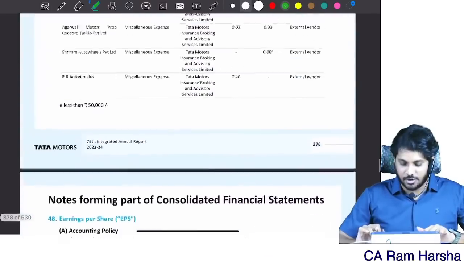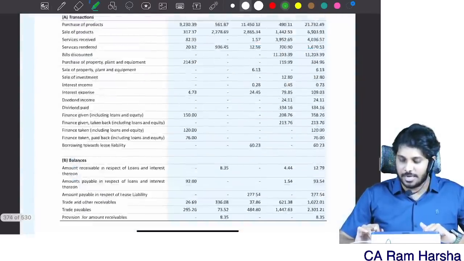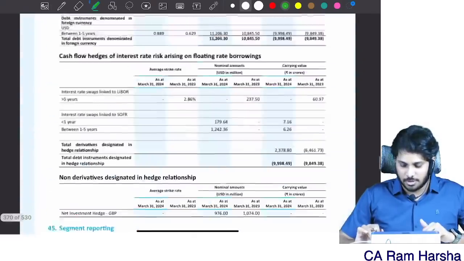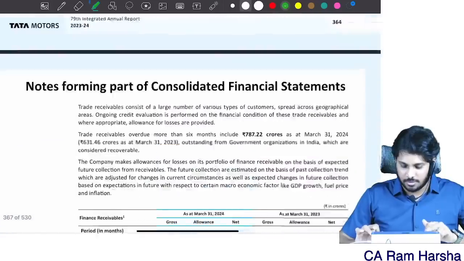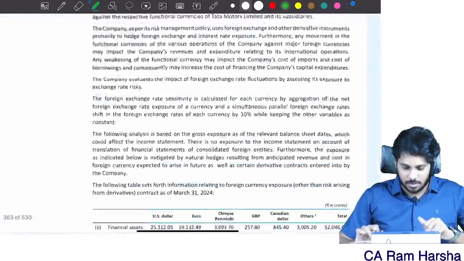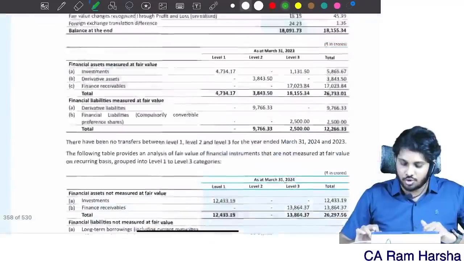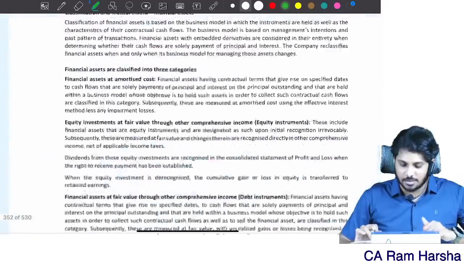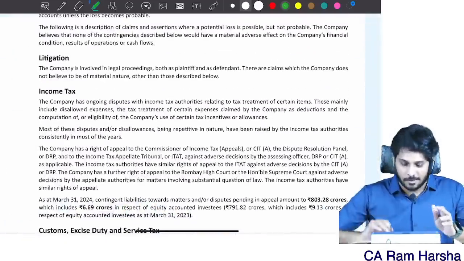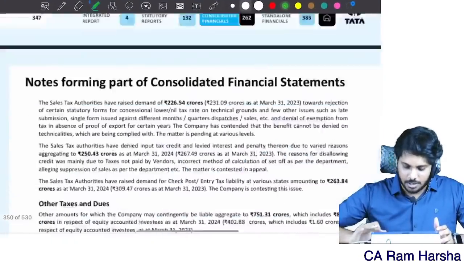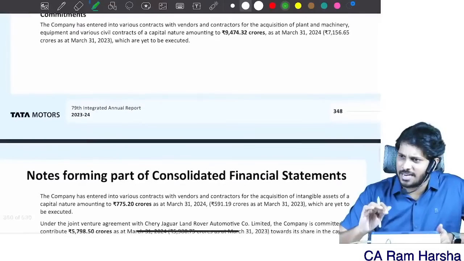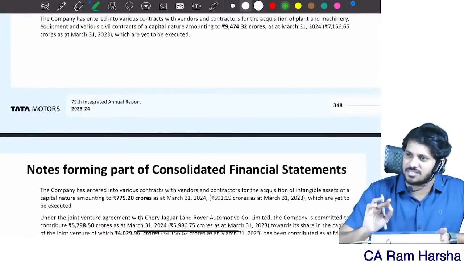You see, this is completely notes to accounts. So lengthy, you see. How many pages are there in the notes to accounts? Almost 70-80 pages. Now tell me, as an auditor, should I read the entire balance sheet, P&L and notes fully or on a sampling basis?